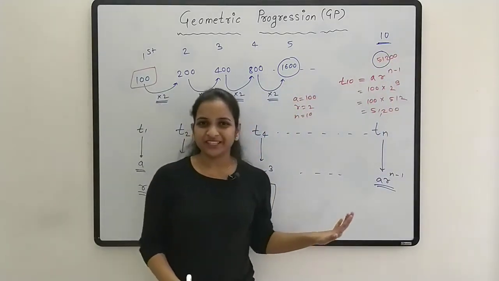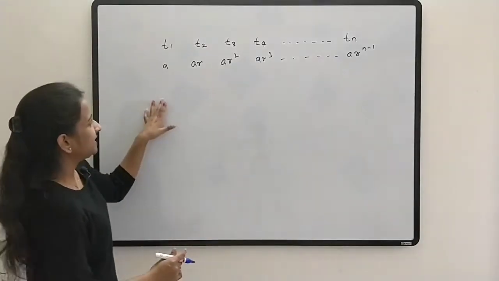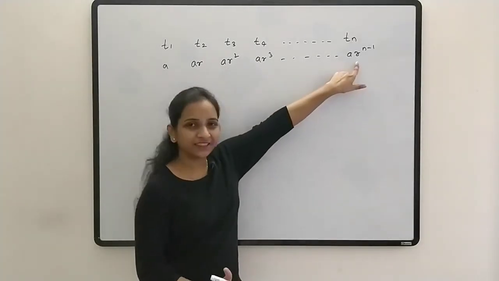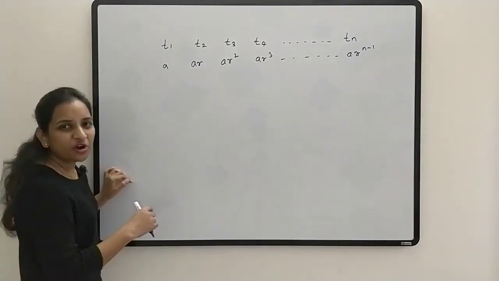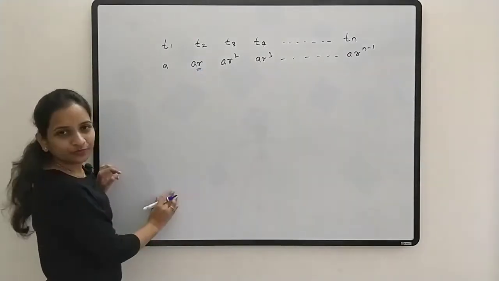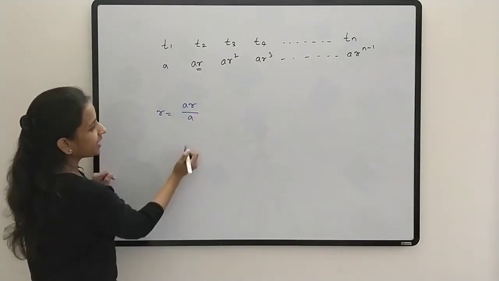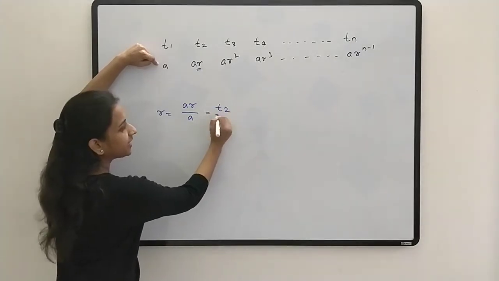Easy? Understood GP series and how to find the nth term of GP series? The general GP series is A, AR, AR square, AR cube. Likewise, the nth term will be AR raised to n minus 1. Fine? Now, if we want to find R, the common ratio, then what can we do? See, AR divided by A, the second term divided by the first term. Right? We can write it like this.